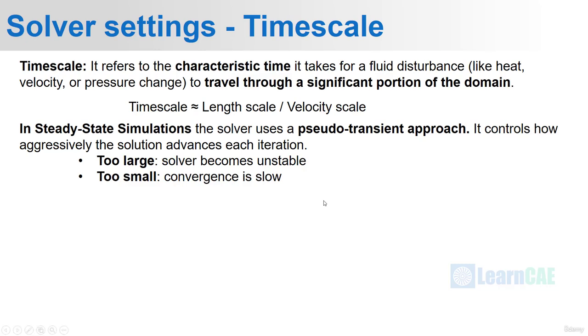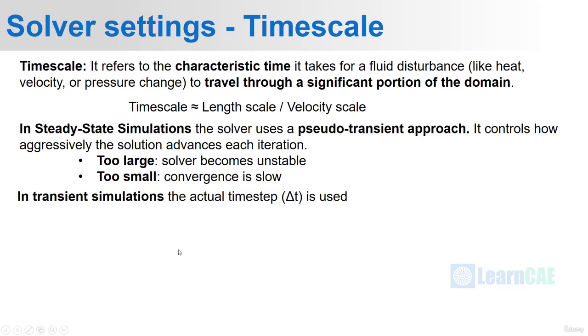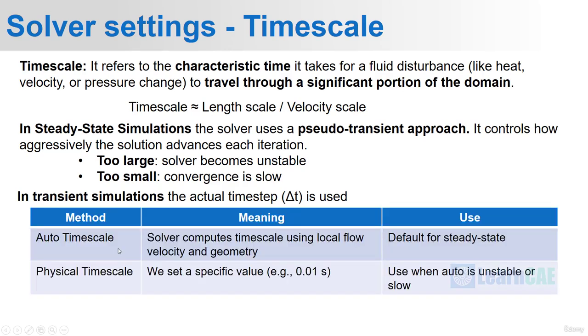Next, in steady state simulations, the solver uses a pseudo transient approach. It controls how aggressively the solution advances for each iteration. If the time scale is too large, then the solver will become unstable. If the time step is too small, then the convergence is slow. This is for steady state simulations. And in transient simulations, the actual time step, that is delta t, will be used. There are two options available in Ansys CFX. The first one is auto timescale and the other one is physical timescale.